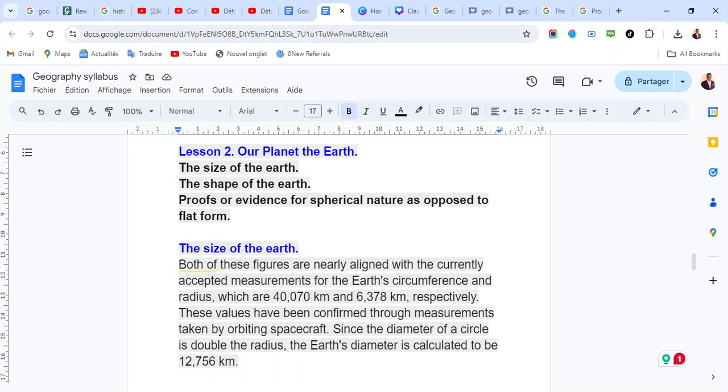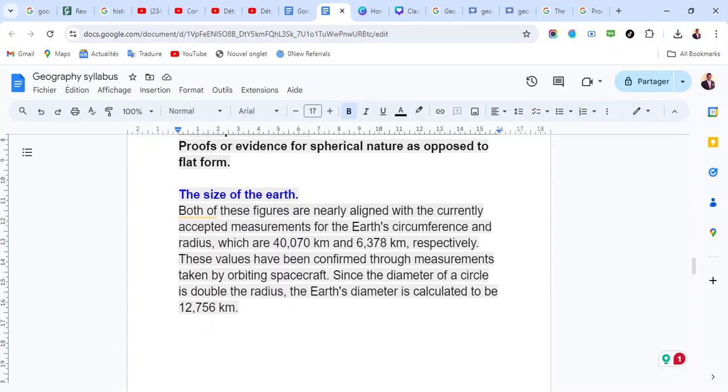Since the diameter of a circle is double the radius, the Earth's diameter is calculated to be 12,756 kilometers. Mark this. So this is the final calculation of the size of the Earth, which is 12,756 kilometers. So this is about the size of the Earth, right?